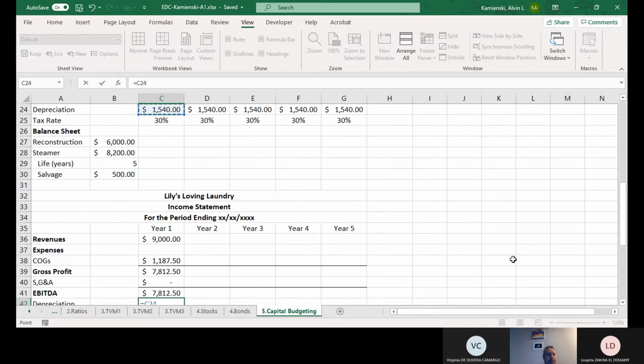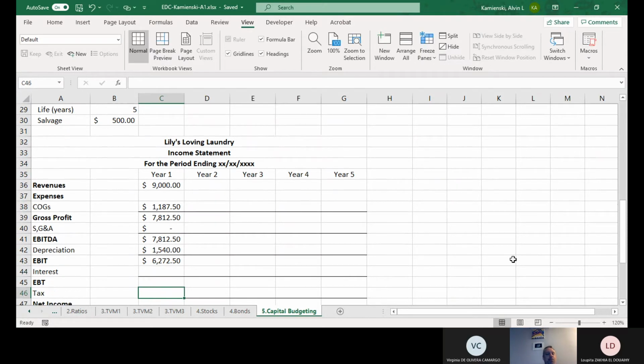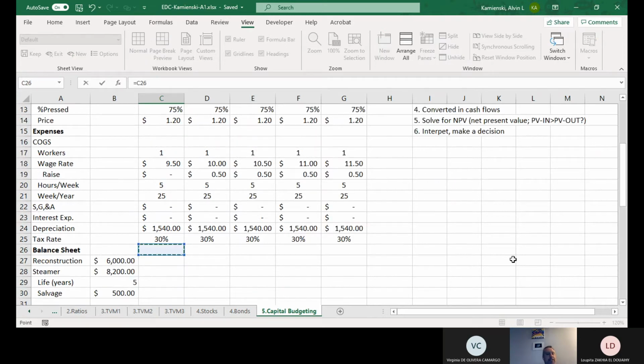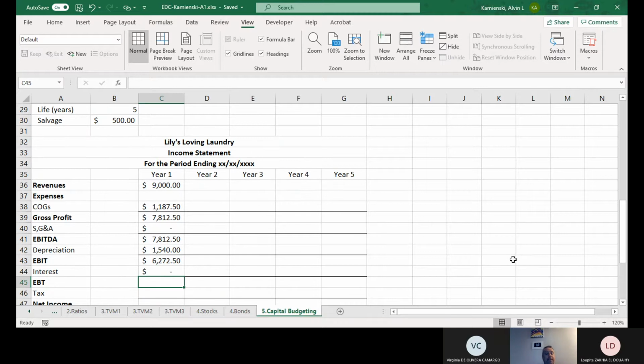We have to then incorporate the amount of our depreciation in here so that our earnings before interest and tax would be 6,200 and change. We are not borrowing to fund this capital lease, but again, we could leave this there as a pointer in case we decide that we don't have $15,000 to do all the repairs and the installation and the purchase. So we bring that in so that we can get ourselves to an EBT number.